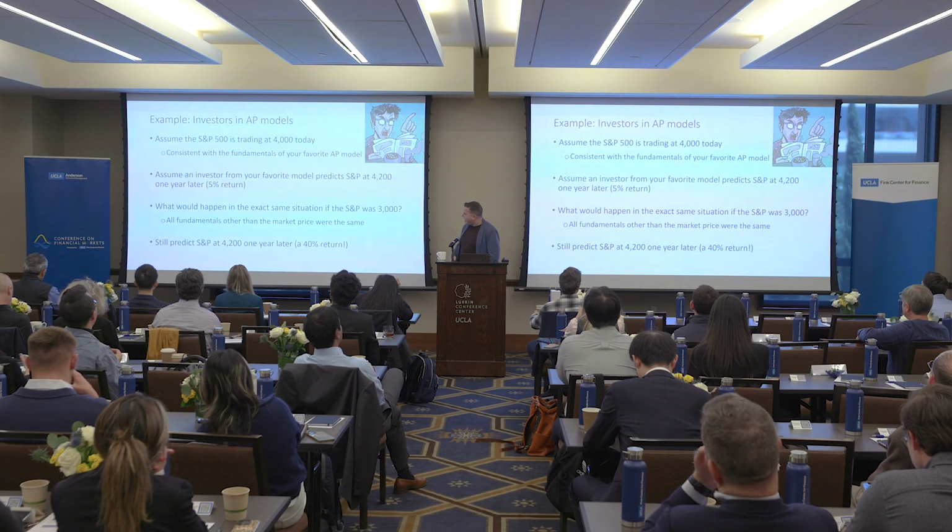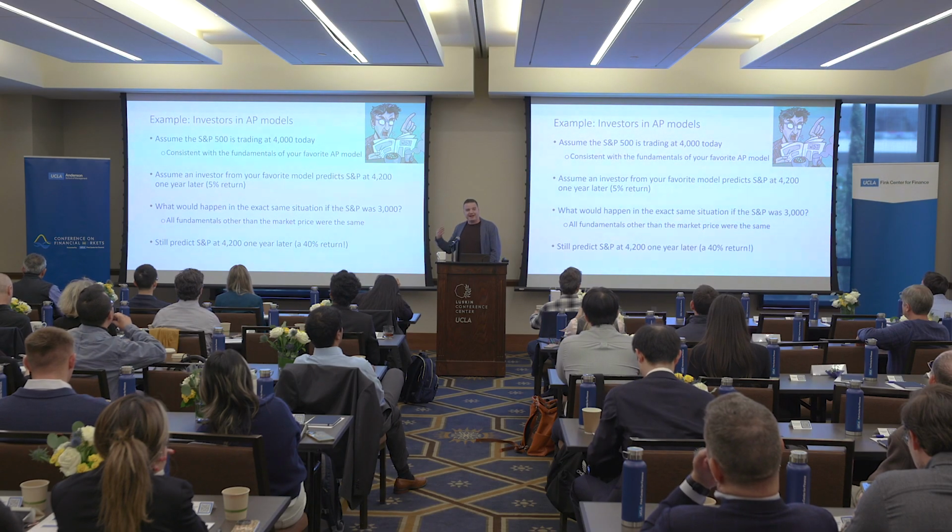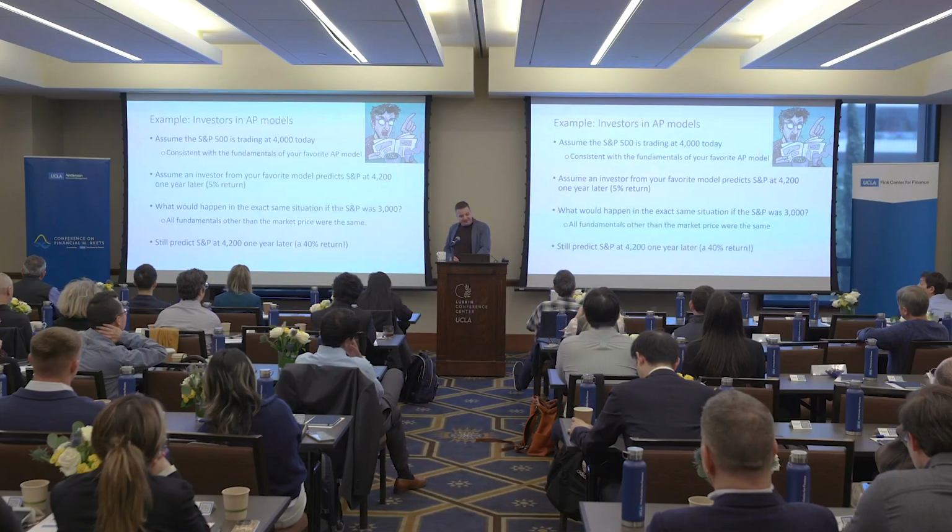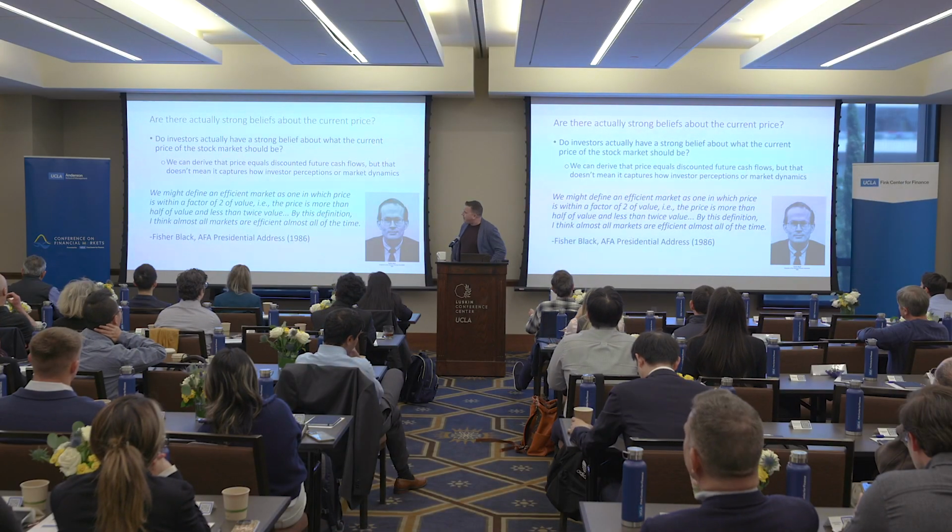So what would happen if this investor rolled out of bed and the market wasn't at 4,000, it was at 3,000, but all the fundamentals were the same? Well, our models say that they would view the S&P as expected to be at 4,200 at the end of the year. They'd expect a 40% return. This would, of course, very much change their behavior, which is why in our model, you would never see an outcome like that. So that's what our models tend to say.